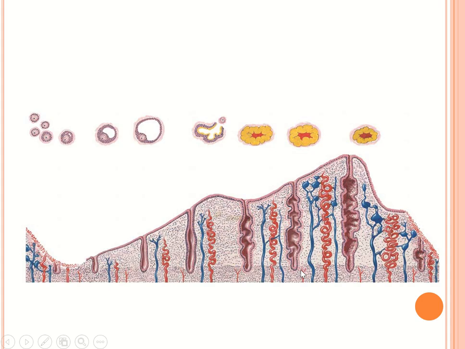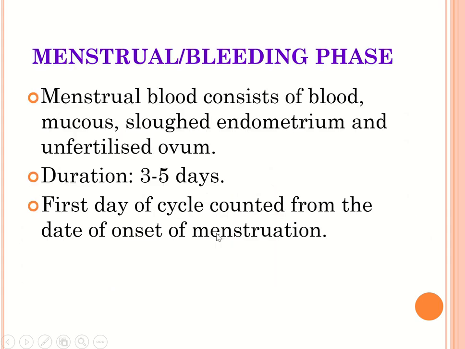So stratum basale will not be sloughed, only the stratum functionale will fall off during every menstrual cycle, as you can see here. And from the stratum basale, the glands and the blood vessels will all start growing back, proliferating back. Clear? So just to go back here, the menstrual or bleeding phase is nothing but the menstrual blood mainly consisting of blood and sloughed endometrium. Clear? It usually lasts for about 5 days.